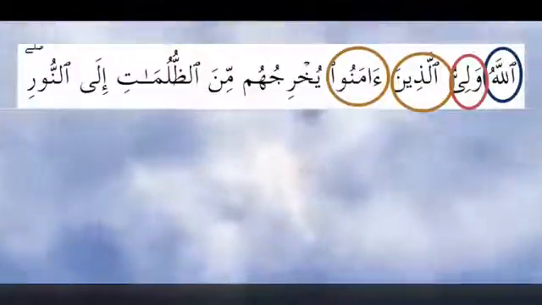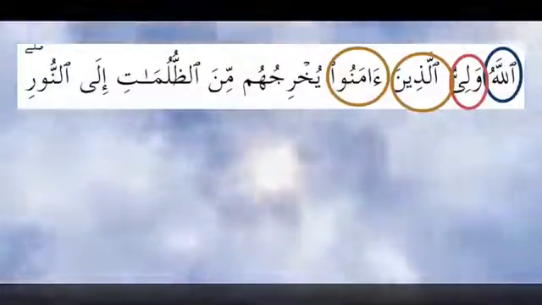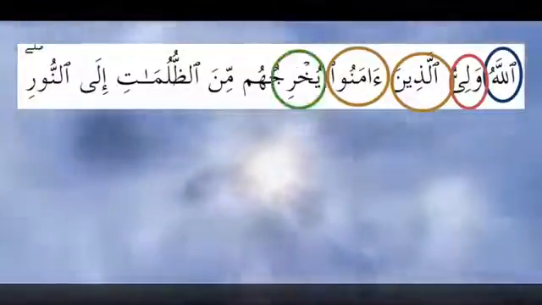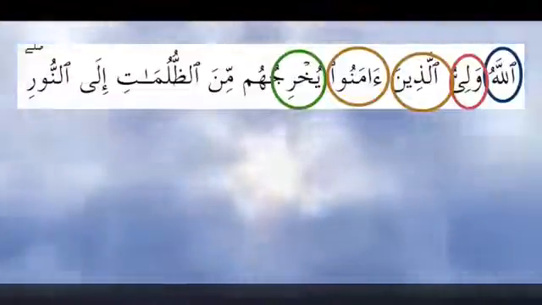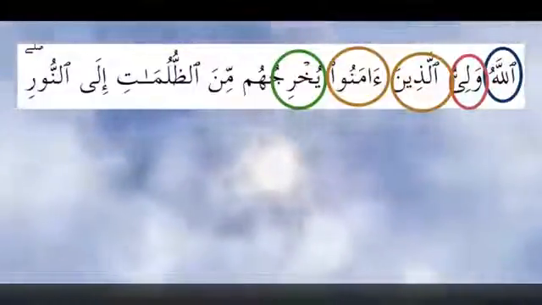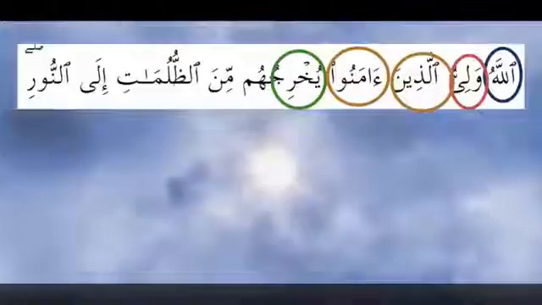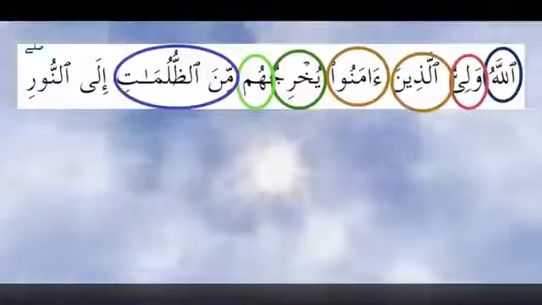The second part begins with a sentence. It is yukhrijuhum. So what is yukhriju? We know that originally it is yukhriju. It comes from akhraja. Yukhriju, he brings out. Brings out what? It's whom. He brings them out. The whom represents allazina amanu, those who believe. Allah brings them out. So where does he bring them out from? Minaz zulumati, jar majrur, from the darkness, ilan nur, again jar majrur, into the light, from darkness into the light.